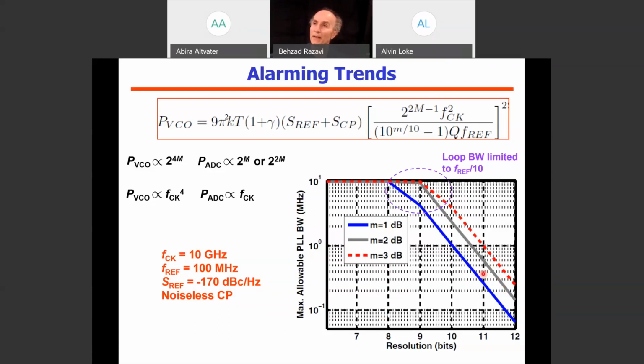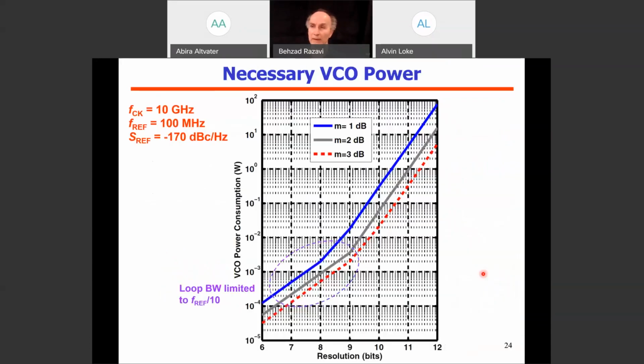Okay, and then we can also look at the necessary VCO power consumption. Again, here I'm plotting the VCO power consumption as a function of the A2D resolution for different SNR penalties, assuming that the A2D runs at 10 gigahertz, the reference is at 100 megahertz, and the phase noise is minus 170. Again, around here, the situation is more relaxed, and I'm assuming that the loop bandwidth is limited to FREF over 10. If you look up here, the situation is quite serious.